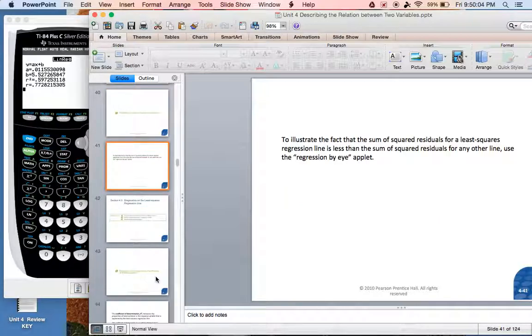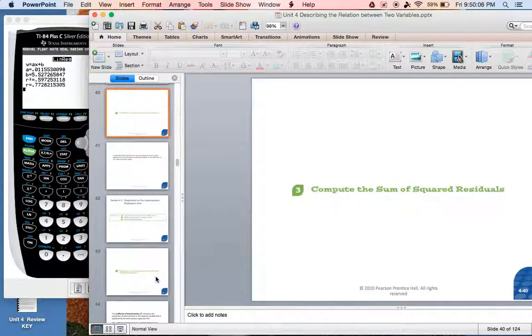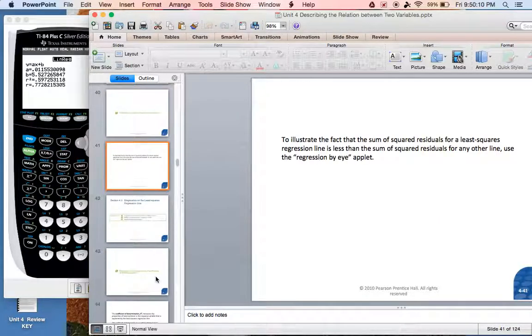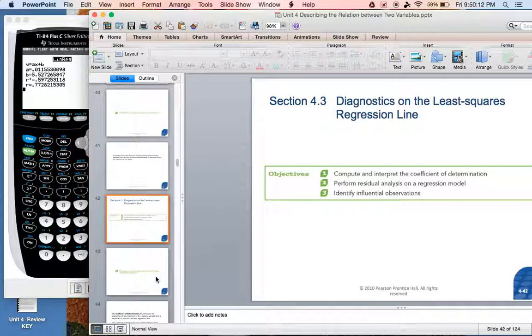Once again, we're going to compute the sum of the squared residuals. Well, the sum of the squared residuals is just the r squared. Here's r, the linear correlation coefficient when we're looking at the linear regression, and the least squares sum squared.